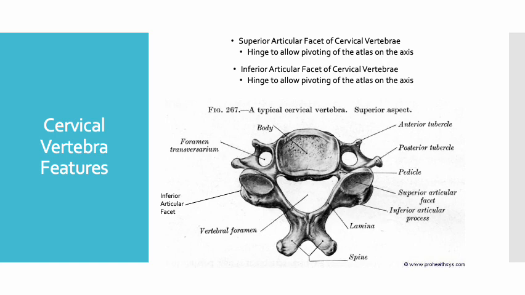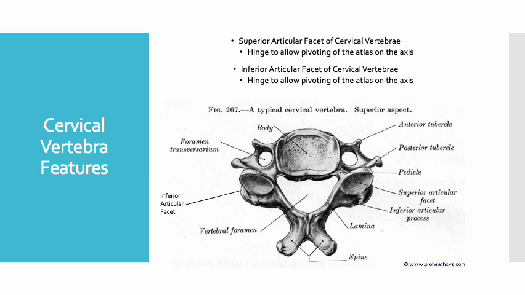Some more key features of the cervical vertebrae include the superior and inferior articular facets. If you remember back, we talked about facets being those smooth plate-like areas where one bone articulates with another. And again, articulate means move. So where two bones articulate, it's where usually a joint happens for bones to be movable.